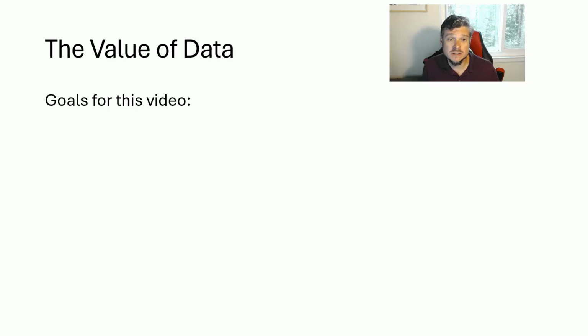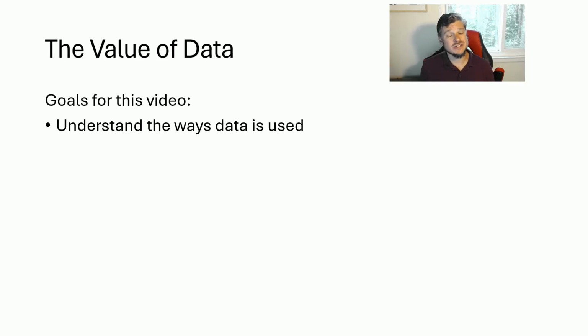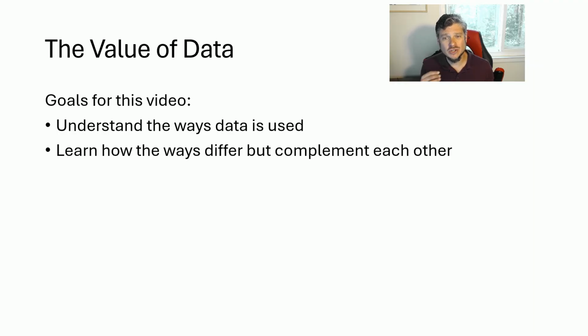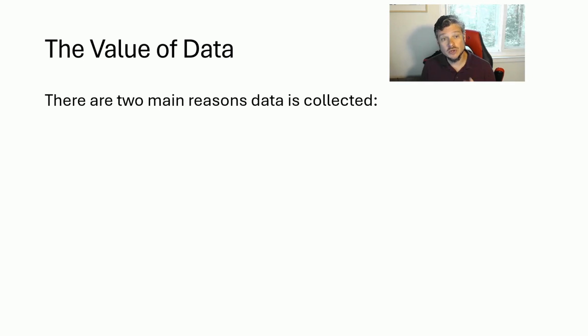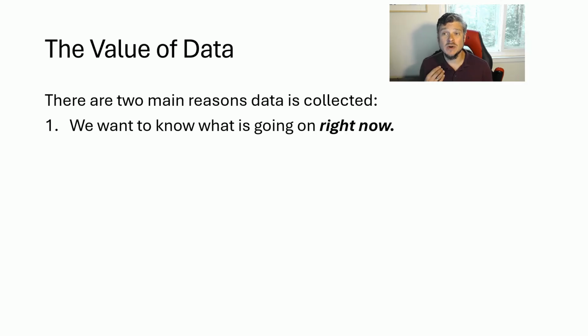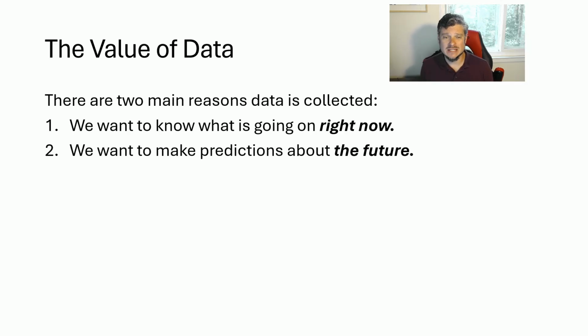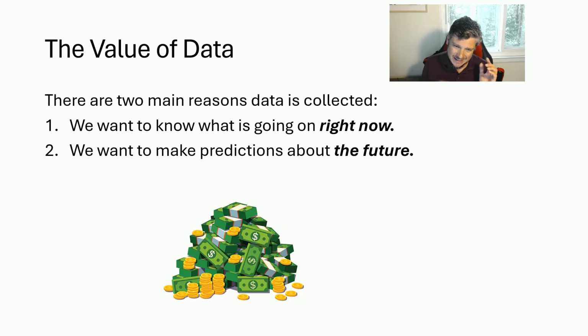So our goals for this video, first of all, just to understand the different ways that data are used, and to learn how those ways might be different, but they also complement each other and kind of work together. So there's two main reasons that we're going to collect data. The first is we want to know what's going on right now. And the second reason is we want to use that data to help us make predictions about what's going to occur in the future. And in both cases, it's really about money.